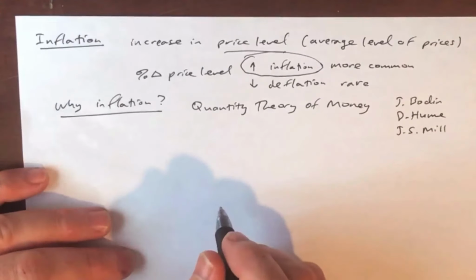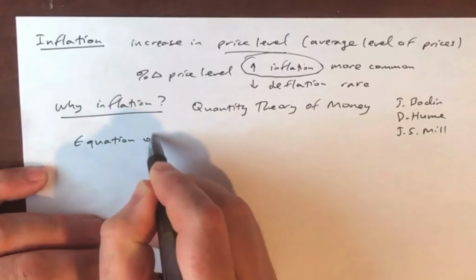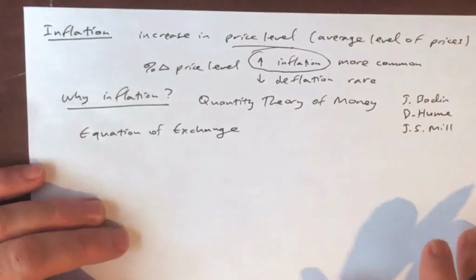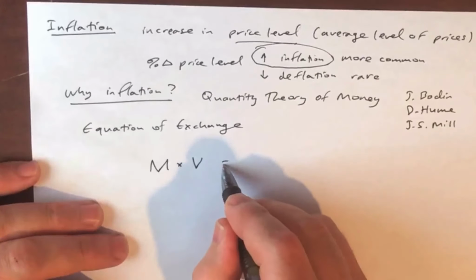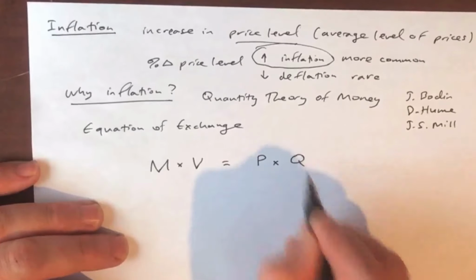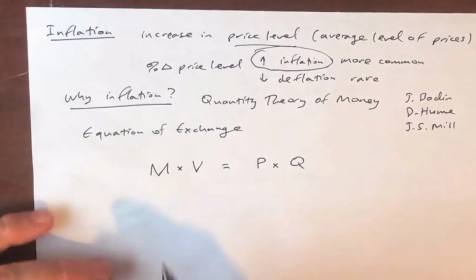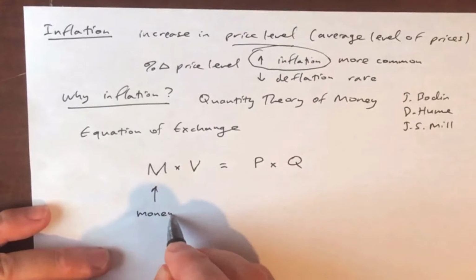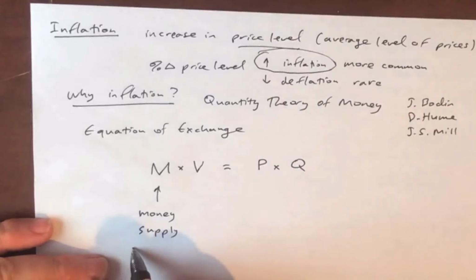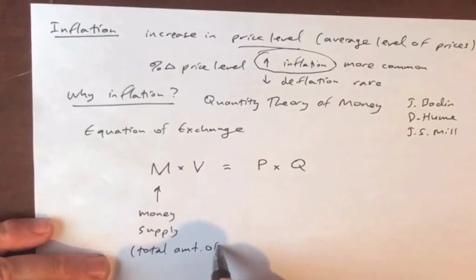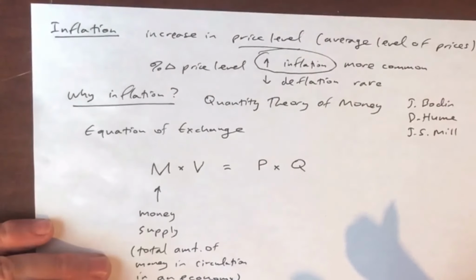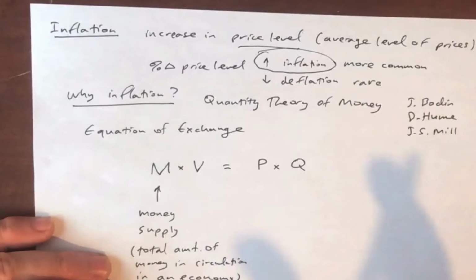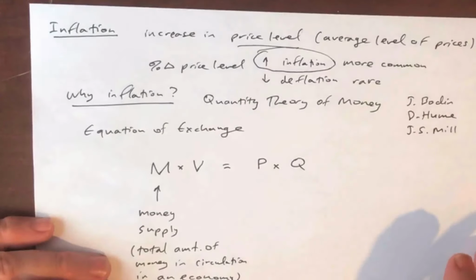The quantity theory of money looks at an equation called the equation of exchange, which looks at four variables: M times V equals P times Q. MV equals PQ. M refers to the total money supply, the total amount of money in circulation in an economy. We're going to talk about this concept at some length later on, when we talk about money, the history of money, monetary policy, banking, things of that nature.